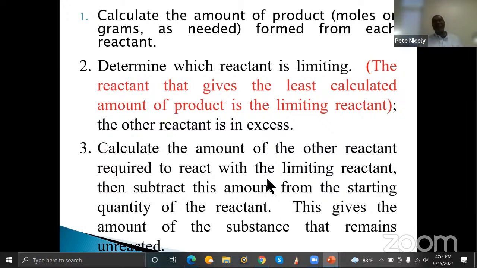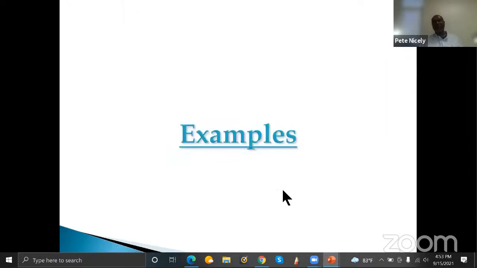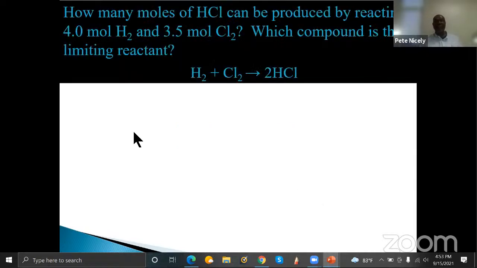So what step 3 is all about is calculating the amount of excess reactant. You use the limiting reactant to determine how much of the excess reactant will react, and then you subtract it from the initial amount of the excess reactant. And that will give you the amount of reactant that is unreacted. All right, so let's look at those steps at work in the following example.